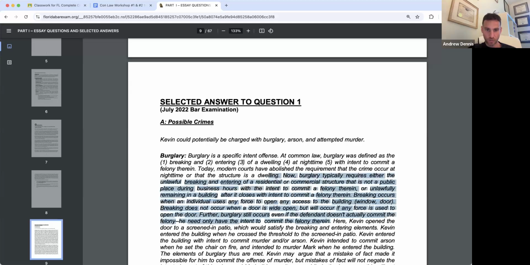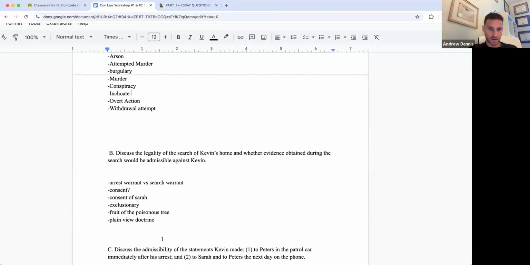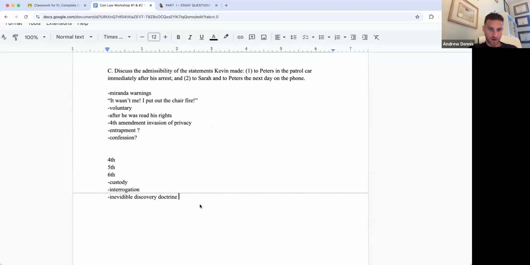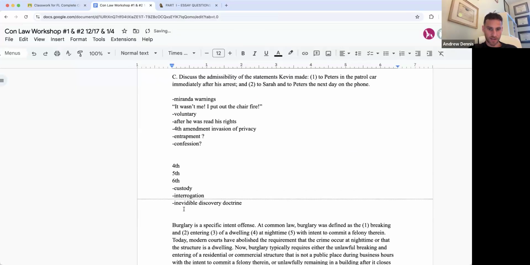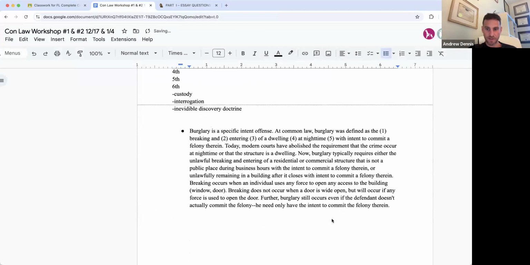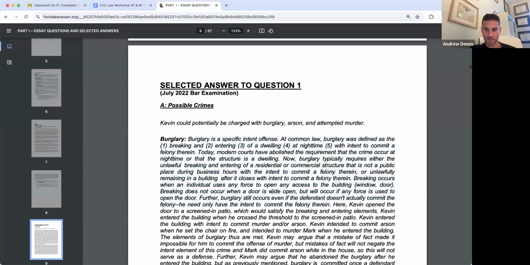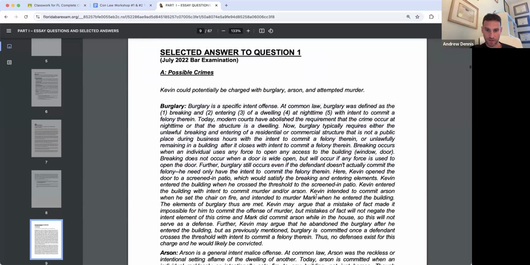So here's a big old burglary rule statement. We love that, right? I mean, again, actual crimes are not tested that much, but they can be. And the last thing I want is for any of y'all to not be prepared. So this is a good essay for us to see. So here, it could definitely have been burglary.